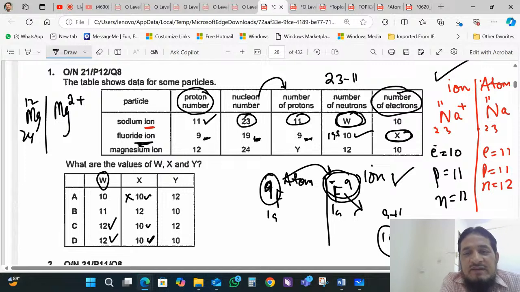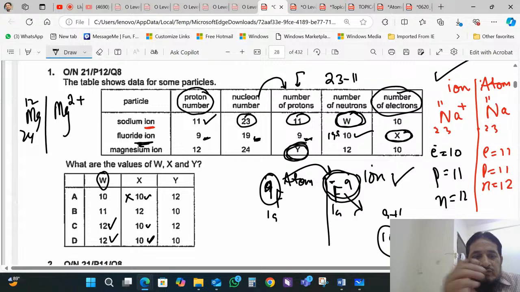Then the Y, the number of protons. The number of protons does not change. We have discussed that an atom can be changed into an ion, and an atom can be changed into an isotope. In both cases, the number of protons will remain the same. So for magnesium, this should be 12. So all this information is correct.